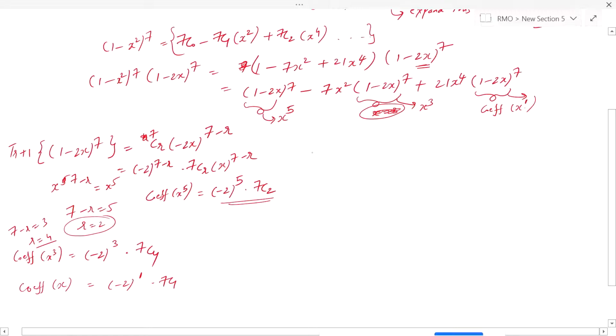So what would be the final answer? The coefficient is 7c2 into (minus 2) raised to 5, minus 7 into 7c4 into (minus 2) raised to 3, plus 21 into (minus 2) raised to 1 into 7c1. This is the answer.